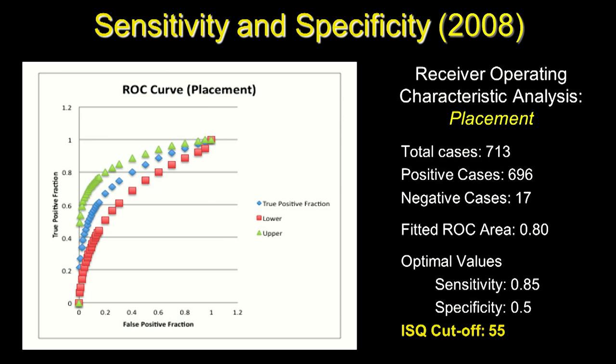And so back in 2008, I reported at the EAO symposium the placement protocol for sensitivity and specificity, looking at a cutoff value of 55. And you can see that sensitivity was measured at 0.85 and specificity 0.5, indicating a good evaluation as far as the cutoff number of 55.